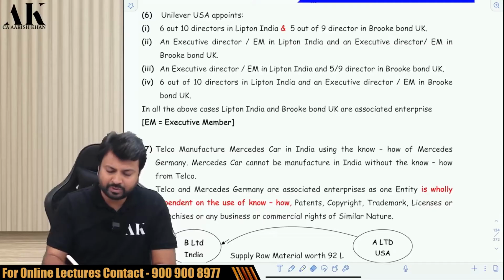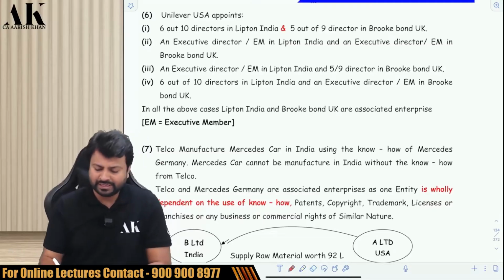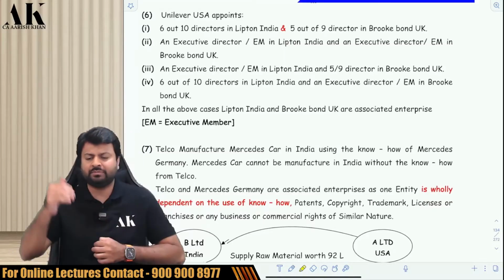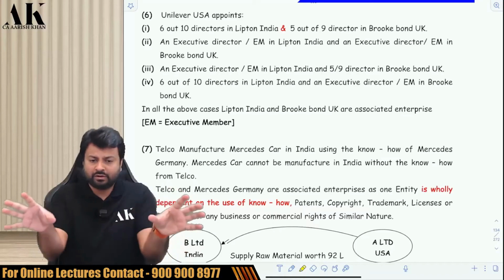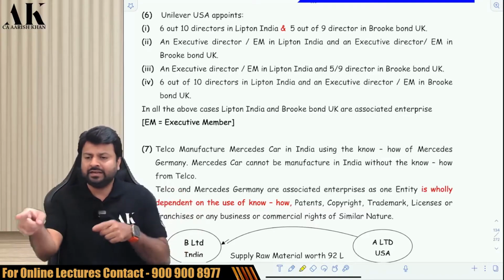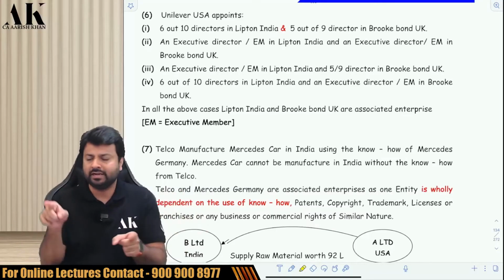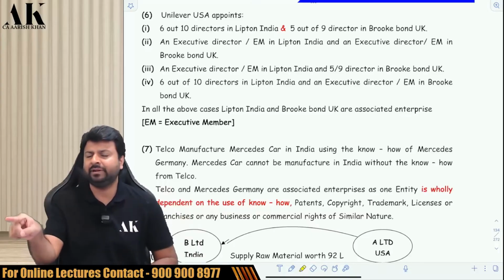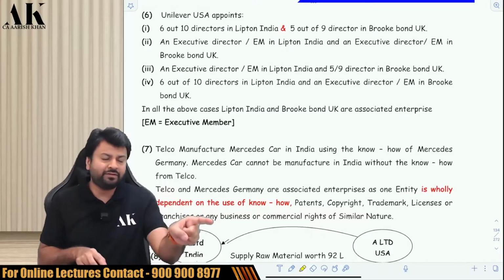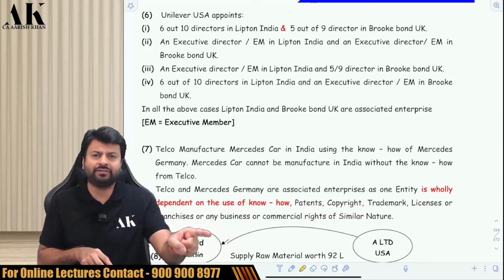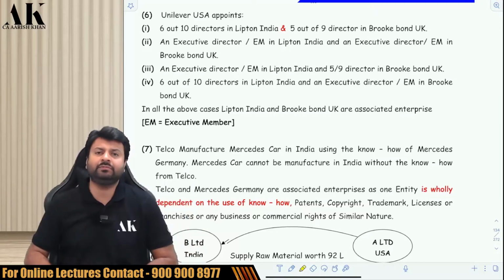Okay, let's come to point number 6 now. Point number 6 is a continuation of point number 5 only. Suppose I am one company, A Limited, and in front of me there are B Limited and C Limited. If, for example, of B Limited I appoint more than half of the directors and of C Limited also I appoint more than half of the directors, then B and C are deemed to be associated.